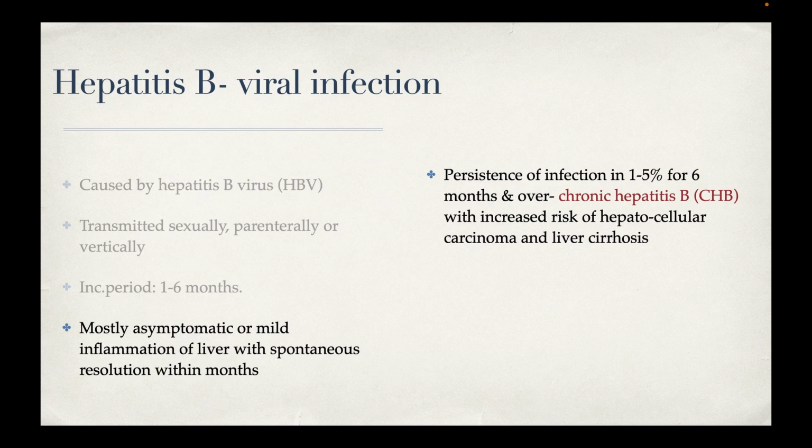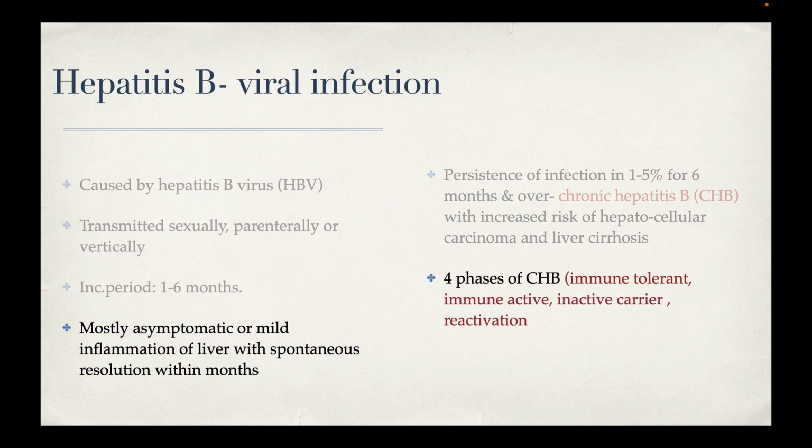Now, for descriptive purposes, the chronic hepatitis B infection has been grouped into phases. We have the immune tolerant phase, the immune active phase, the inactive carrier state, as well as the reactivation phase. The details of chronic hepatitis B infection are beyond the scope of this video. However, all I need you to understand when we say immune tolerant is that, as the name implies, the body is becoming tolerant to the infection.